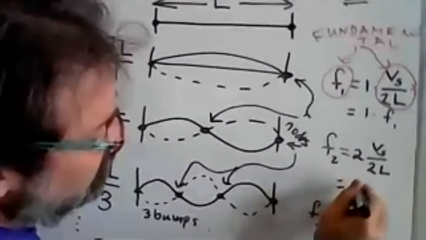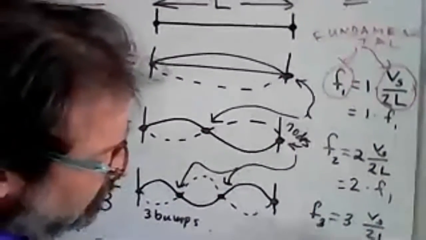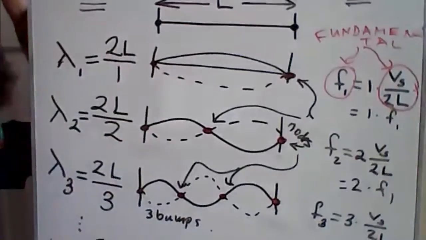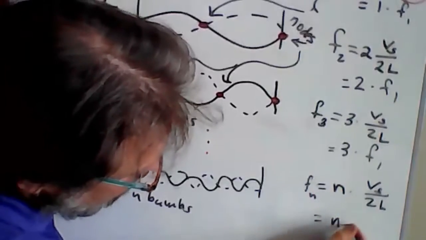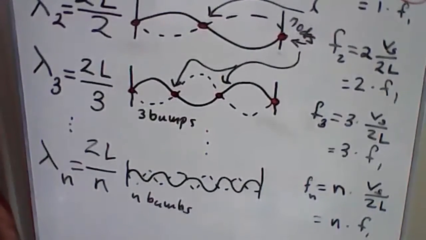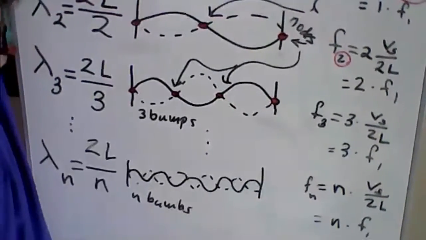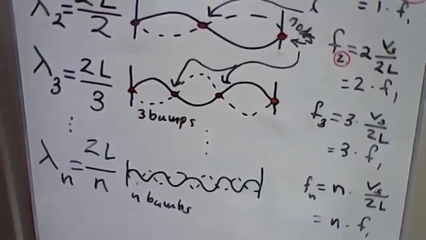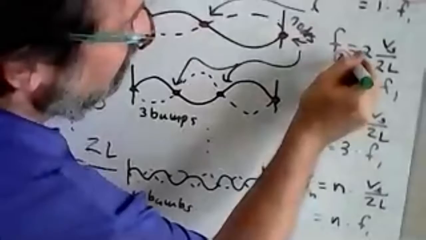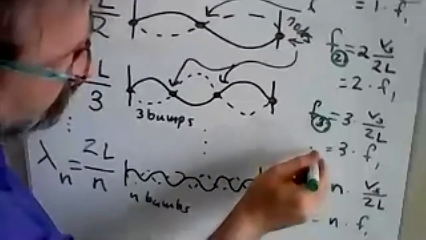2 times F1. F3 is 3 times F1. And in general, it is true that the nth frequency is n times F1. We give those frequencies a name as well, and we name them after this number. Let's use a different color because I used red for the fundamental. Let's use green. 2, 3, 4, N.